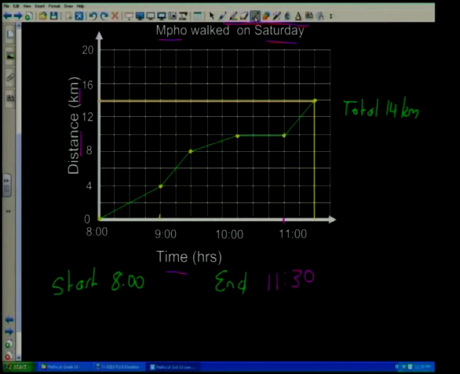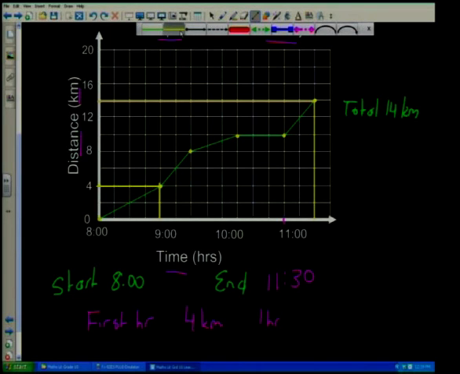In our first hour, we're going to read up from our first point, 9 o'clock, to the graph, and across from the graph was 4 kilometers, same rate. So in our first hour, we went 4 kilometers, and that was in 1 hour. Okay, our second: 10 o'clock, where's our 10? 10 o'clock was actually there.